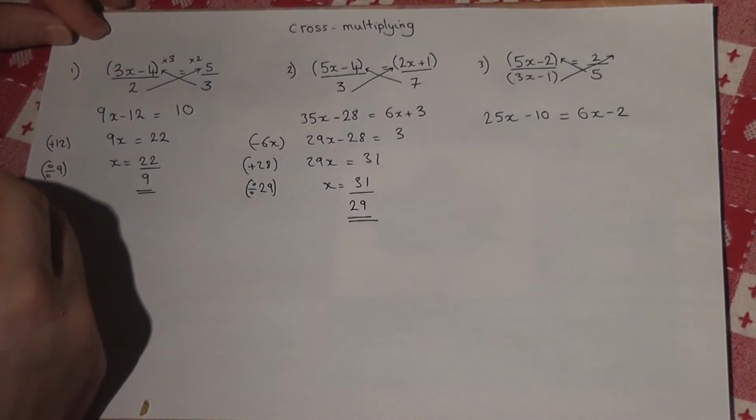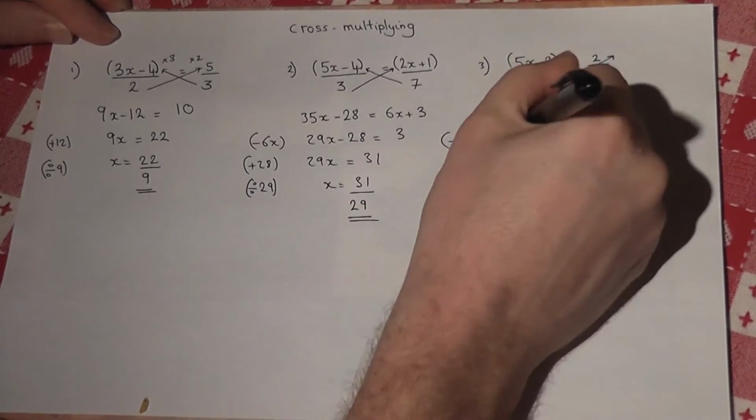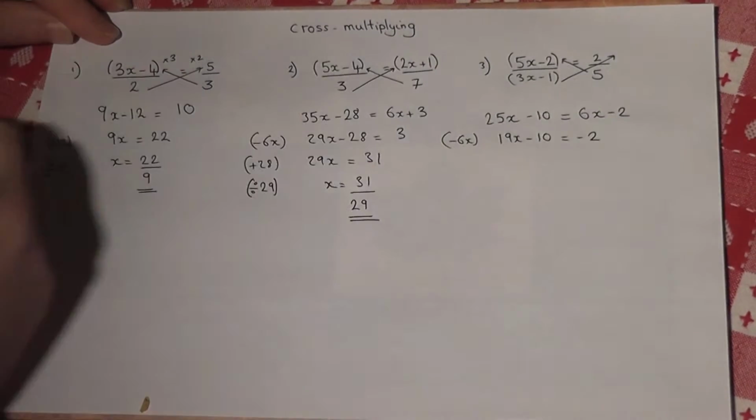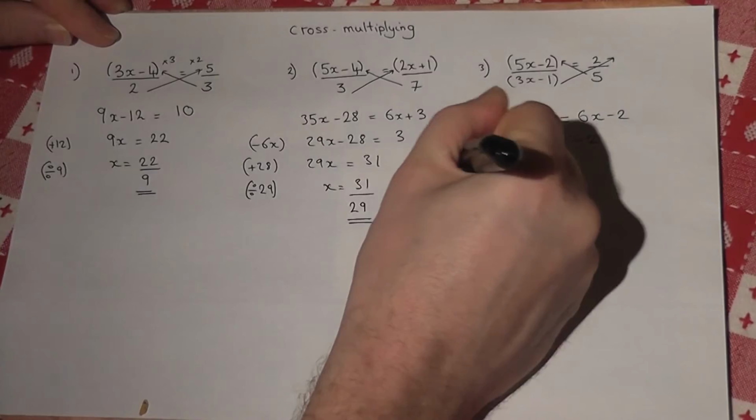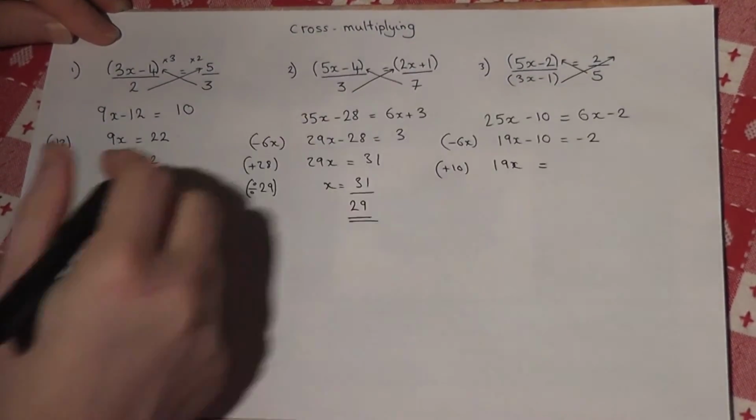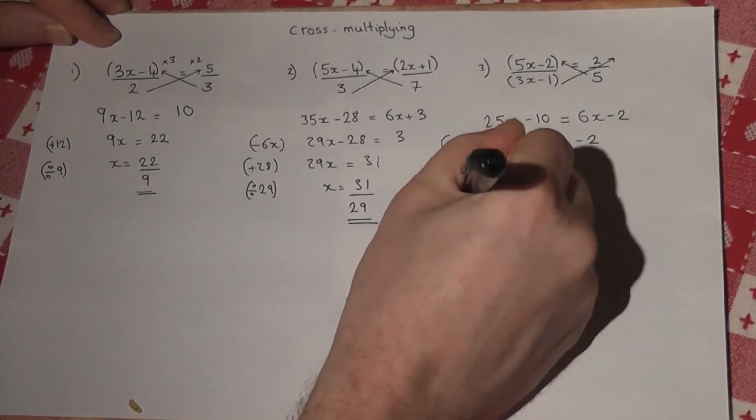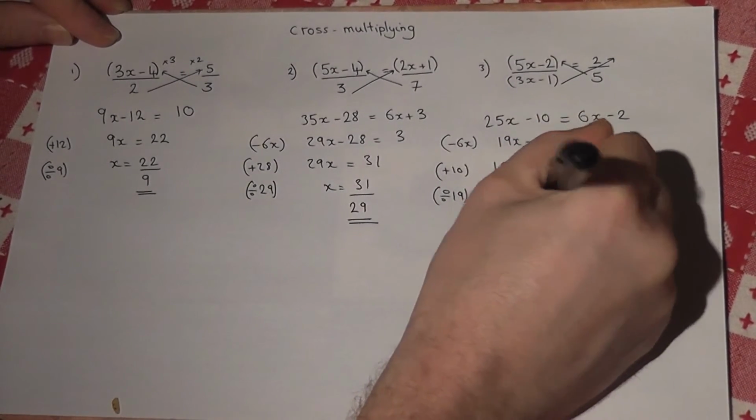And then we solve the equation using our normal techniques. So I'll take away 6x first, leaving it as a minus 2, being very careful there. And then add 10, so 19x equals minus 2 plus 10, which is 8, and then divide by 19, x will equal 8 over 19.